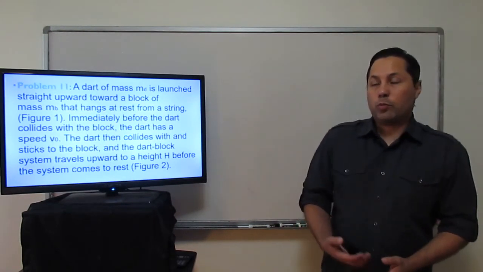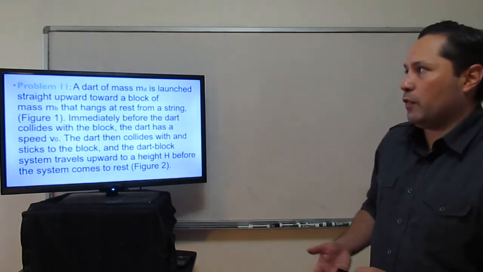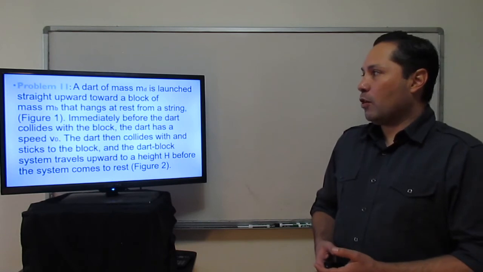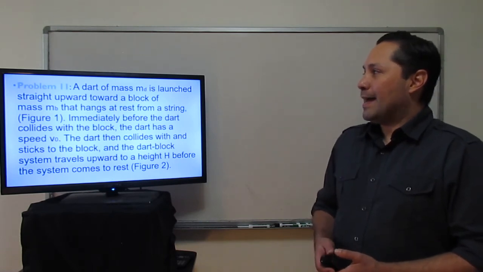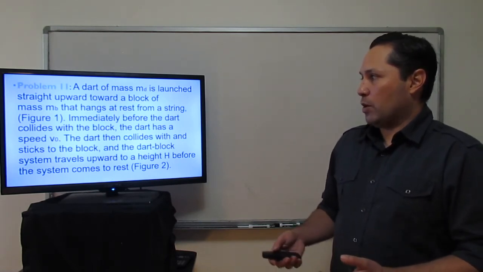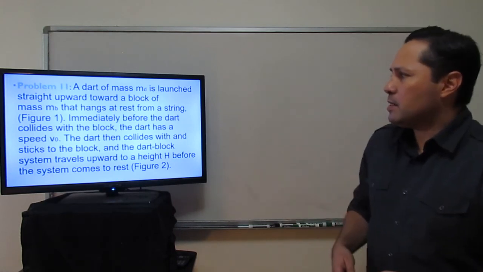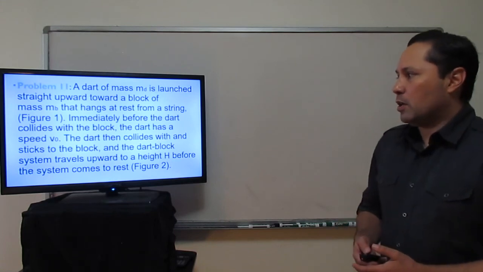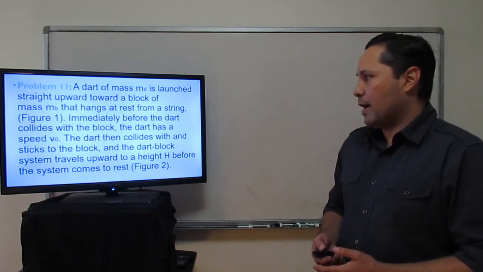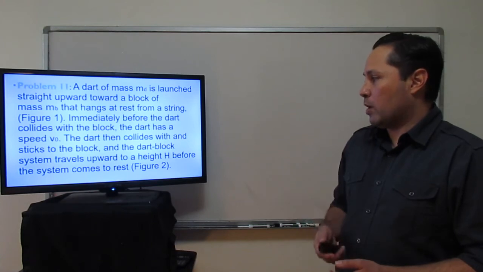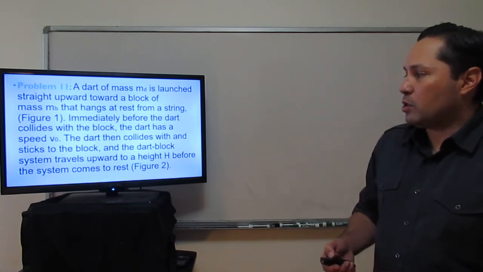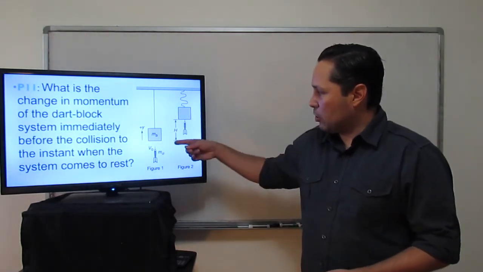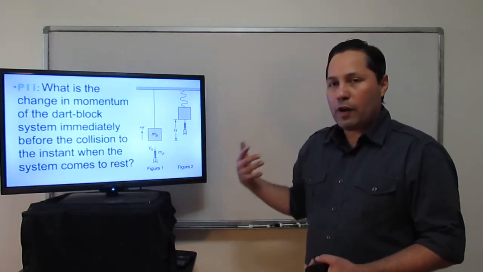Up next, let's work on problem number 11. In this problem, we're asked the following. It says, a dart of mass md is launched straight upwards towards a block of mass mb that hangs at rest from a string. And this is going to be a figure for it in the next slide. Immediately before the dart collides with the block, the dart has a speed of v0. The dart then collides with and sticks to the block, and the dart-block system travels upwards to a height of h before the system comes to rest, as you see in the figure. So there's the beginning, there's the end. So it travels a total of h of height.